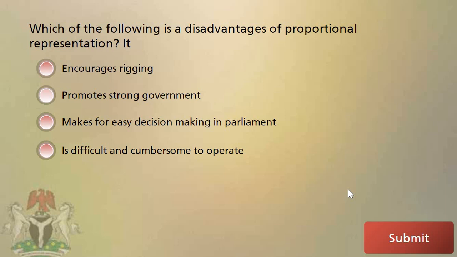Question 10. Which of the following is a disadvantage of proportional representation? It A, encourages rigging; promotes strong government; makes for easy decision making in parliament; is difficult and cumbersome to operate. That's the right answer: is difficult and cumbersome to operate.